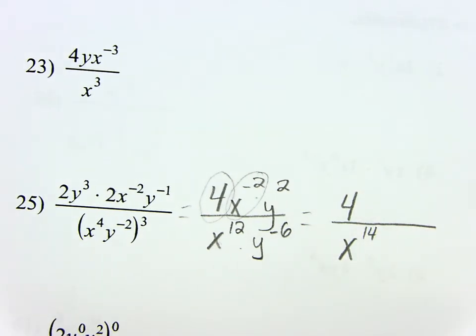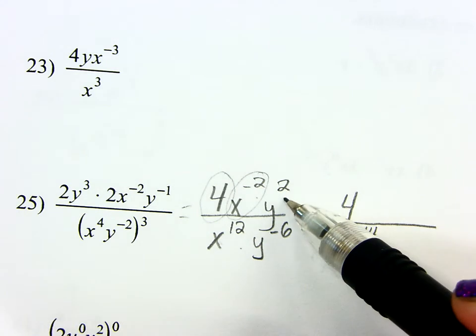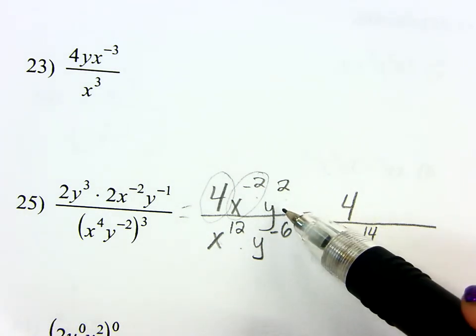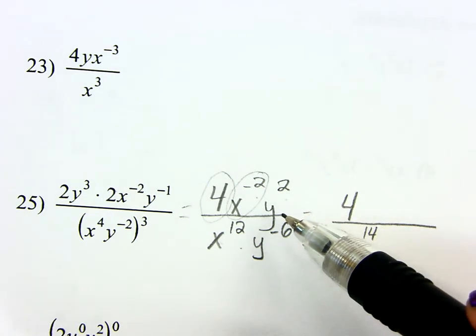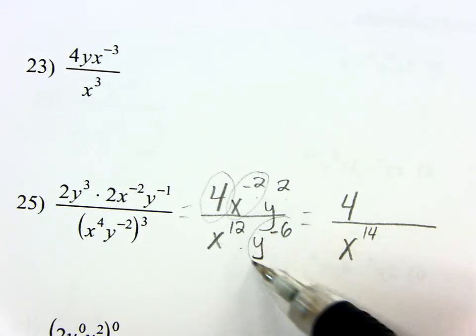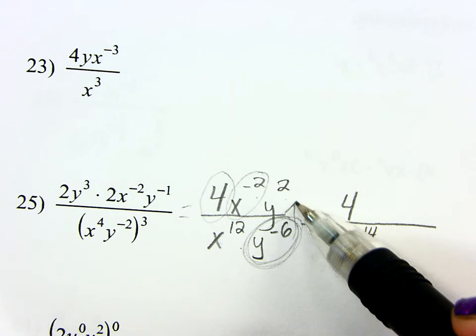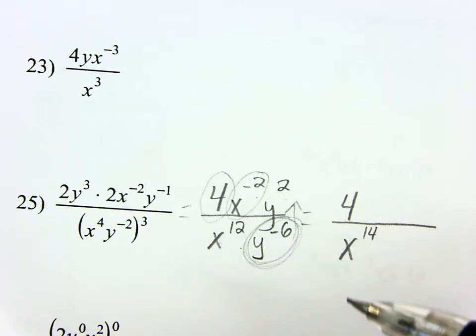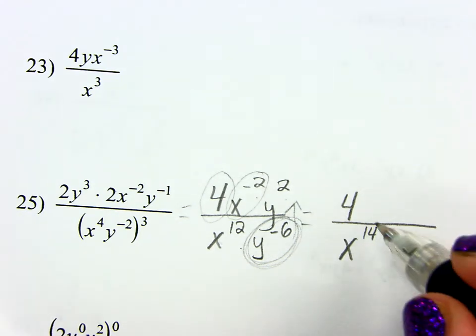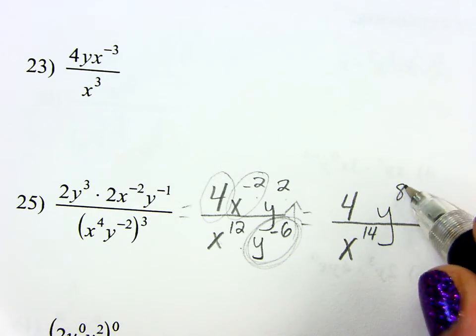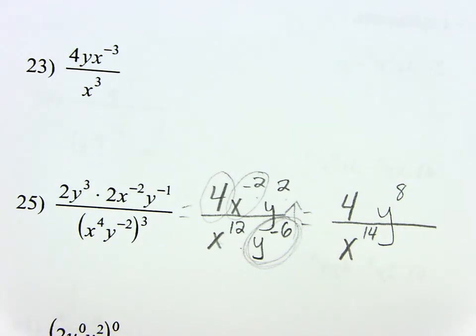And then I do the same thing with the y's. This y squared is going to stay right where it is, right? The only time it moves is if I have a negative exponent. They have a bad attitude. So this one has a negative exponent, which means it has to come up, which means I'll really have y to the 8 up top. Perfect. And I'm done. See, you got this. Not so bad, especially if you remember your rules.